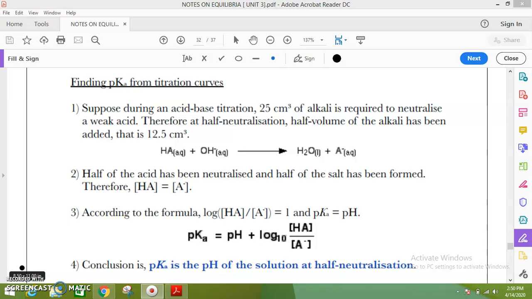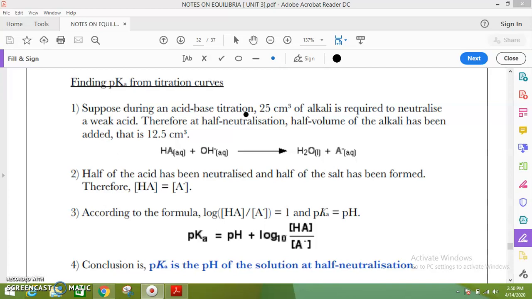This is our 7th lesson, and this is a small part from lesson number 6, finding the pKa from the titration curve. We finished lesson number 6 on the titration curve. So how do we get the pKa value from a titration curve? You need to follow these 4 points.